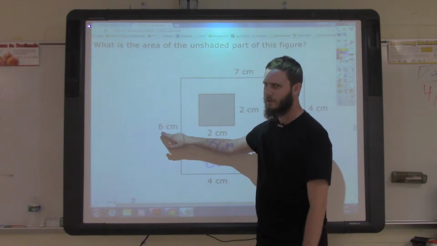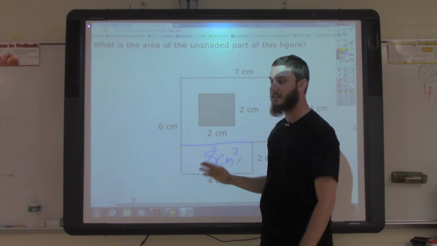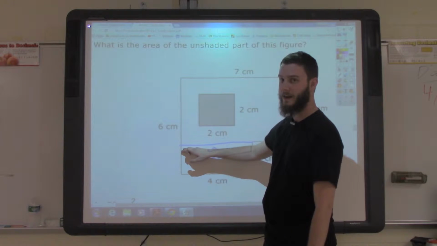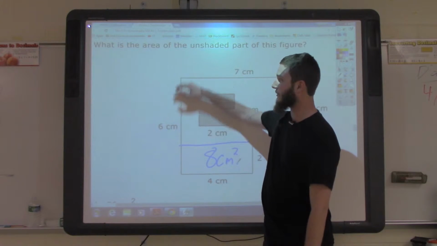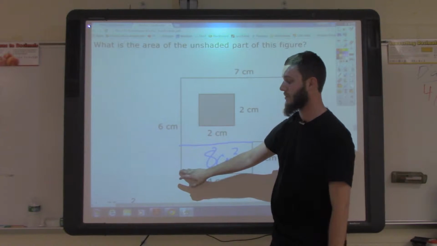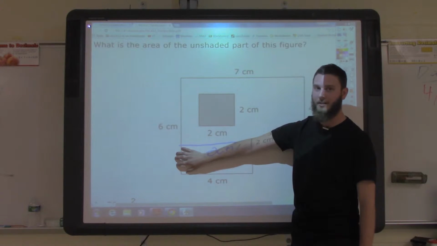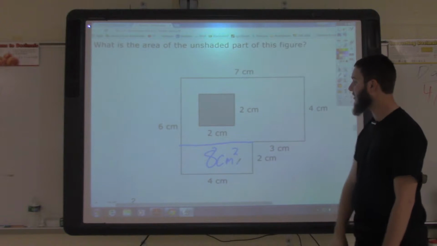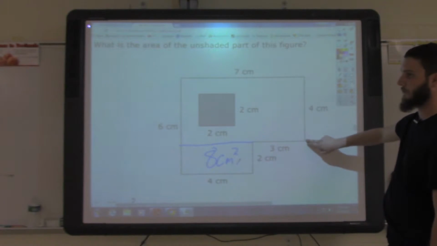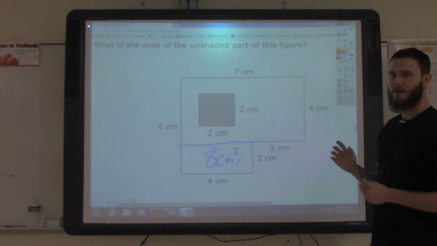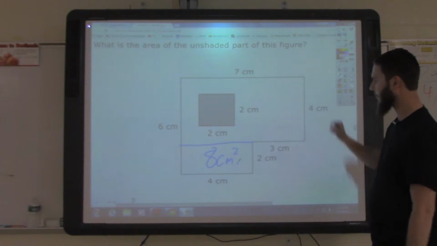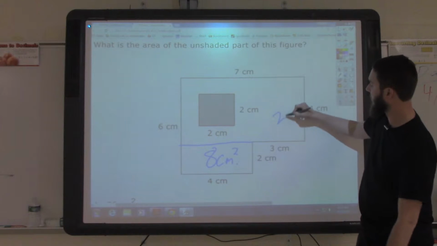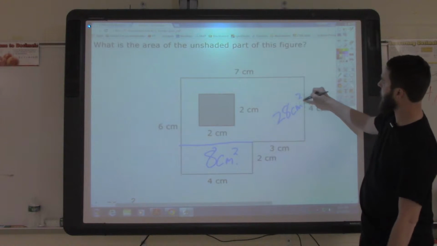While it is tempting to use this 6 centimeters off to the side, you need to consider the fact that this 6 centimeters is not simply the height of this rectangle. This 6 centimeters is the height of the entire shape. We don't need any of this space down at the bottom because it's already been used for this rectangle. Instead, we're going to use 4 centimeters, this digit right here. We're going to multiply 7 centimeters by 4 centimeters in order to get 28 centimeters squared. We'll write 28 cm squared.